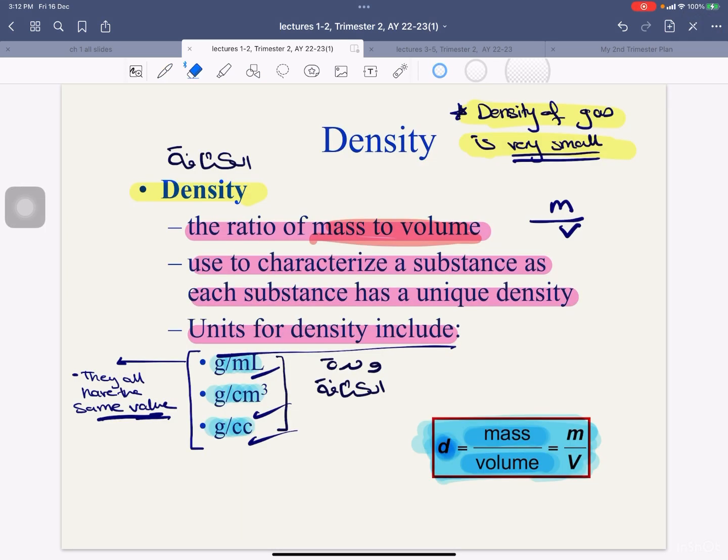Okay, so now we're gonna talk about density. What do you have a density? Density إيش يعني density؟ يعني الكثافة. It's simply mass to volume, and we categorize a substance by using density.